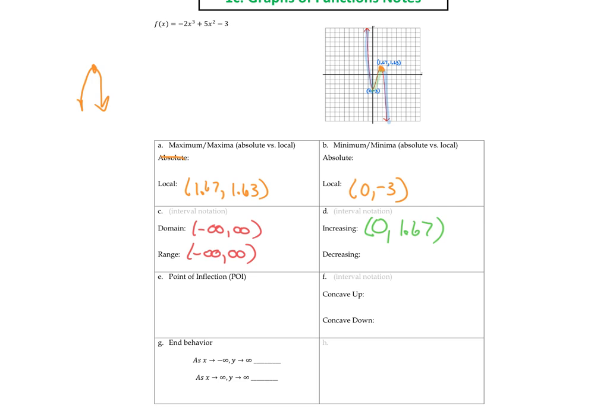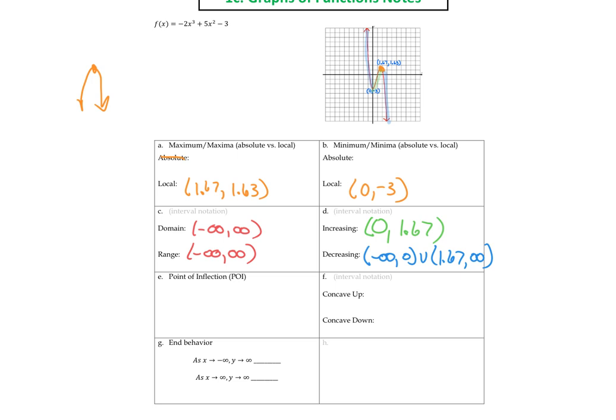Then the decreasing portion of this graph are the other two parts of it, and there are two, so I'm going to have an interval that has a union to designate that there are two parts. So it goes -infinity to 0, and then it goes from 1.67 to infinity. So it goes from the local maxes and mins, the x-coordinates. So increasing and decreasing is x-coordinates.